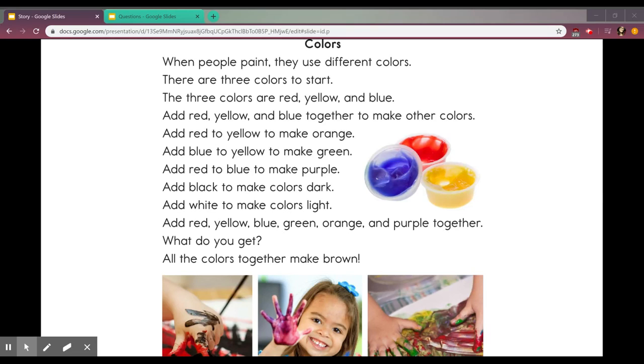This is a comprehension and fluency strategy video for the passage Colors. Now, a strategy that I want you guys to do before you even read the passage is to look over the questions so you know what kind of information to look for or pay attention to while you are reading the story or passage.